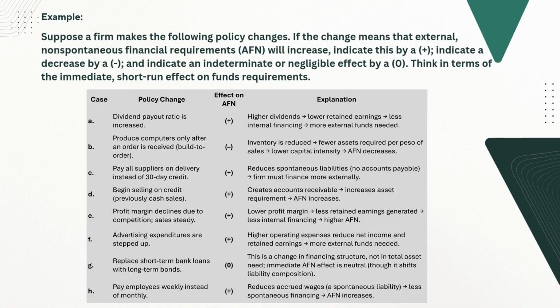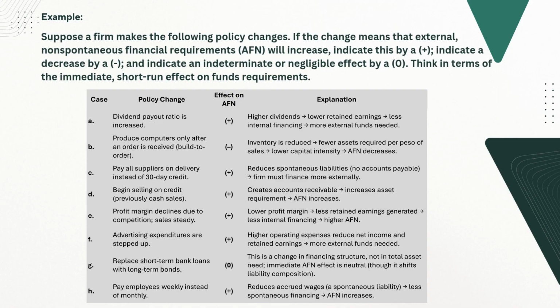Next is advertising expenditures are stepped up. So the effect is positive. Higher advertising expense increases operating cost, reducing net income and retained earnings, so internal financing drops. In short, this raises the AFN. For this case, we have to always distinguish short run versus long run effects. In the short term, marketing raises AFN. In the long term, it may lower AFN if sales grow strongly.